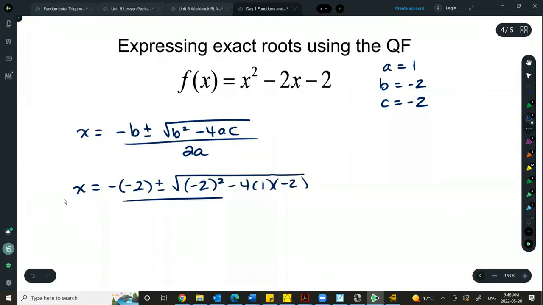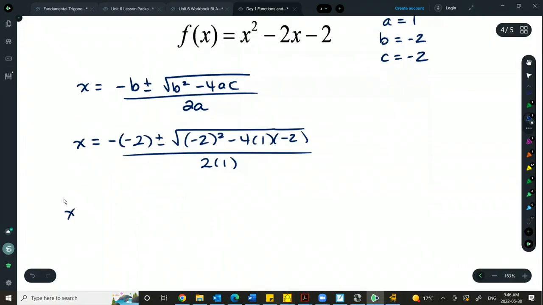Okay, so just plugging these things in here. This was from grade 10 as well, and then we extended it to the grade 11 part by keeping it in exact form. So we'll get 4 plus 8, which will give us 12.